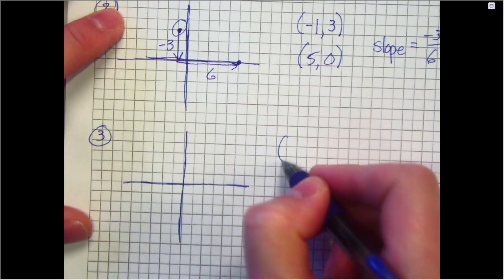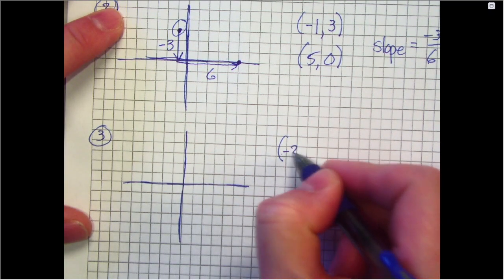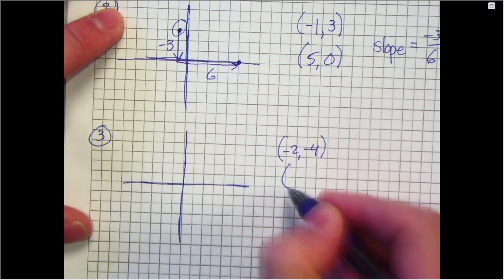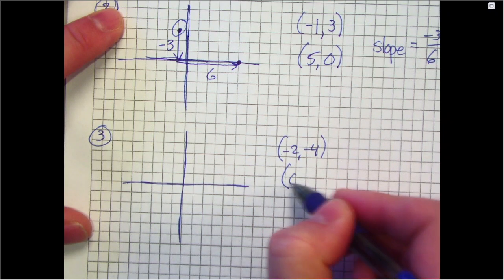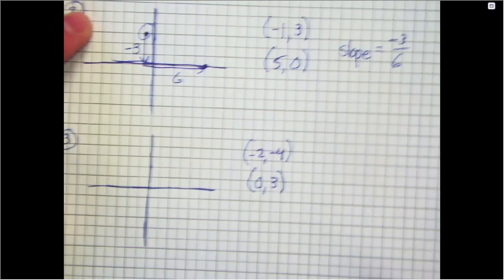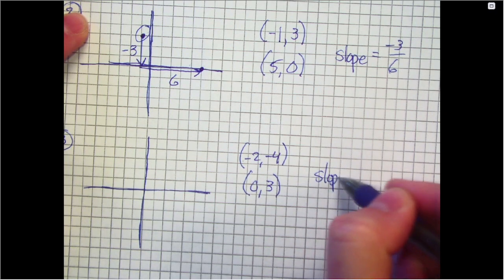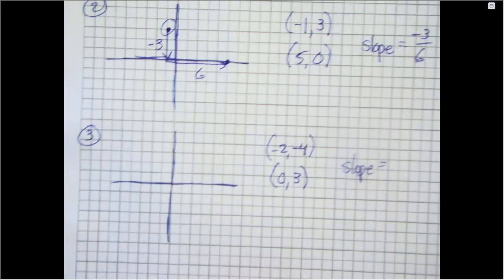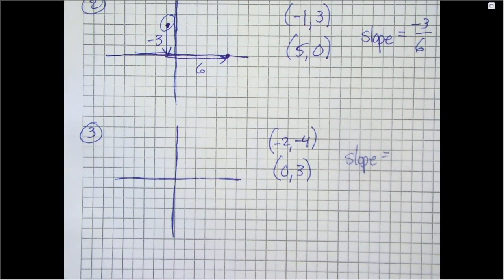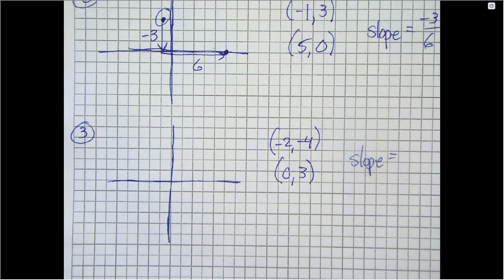So you're going to do it. You're going to put negative 2, negative 4. You're going to put 0, comma 3, and then you're going to draw the arrows, the elevator, find the slope, all that stuff. So try it. If you get it wrong, when you turn in your work, I'm not going to look at it and be like, you're wrong. You don't get points. Try it.